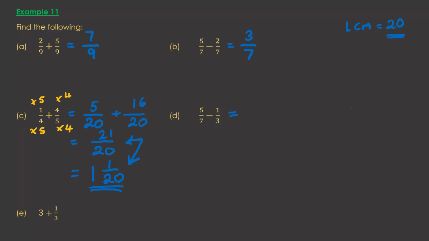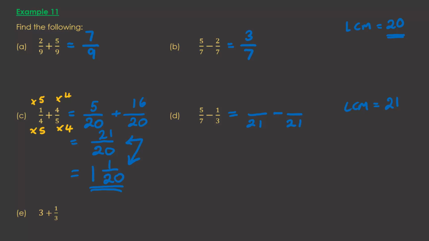Now, we've got a denominator of 7 and one of 3. And in this case, the lowest common multiple is got by just multiplying those together. And so it's 21. So we're going to put those both over 21. Don't forget the minus sign between.